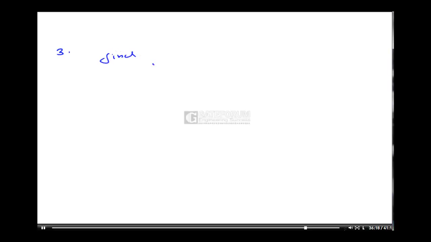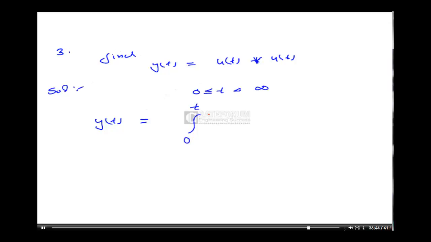Find y of t, which is equal to the convolution of step function with step function. Solution for this. Here, the t value will lie between 0 to infinity. So, I have to integrate y of t from 0 to t, 1 into 1 dt. Okay. So, which is equal to t.